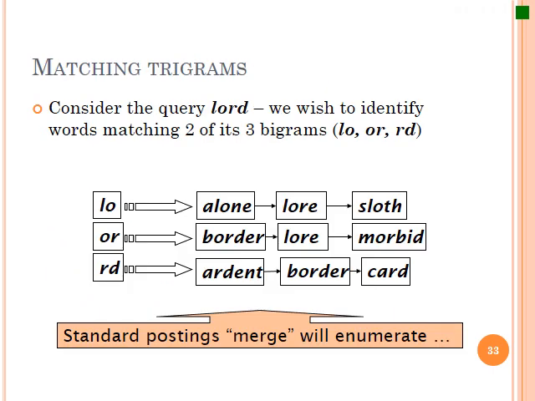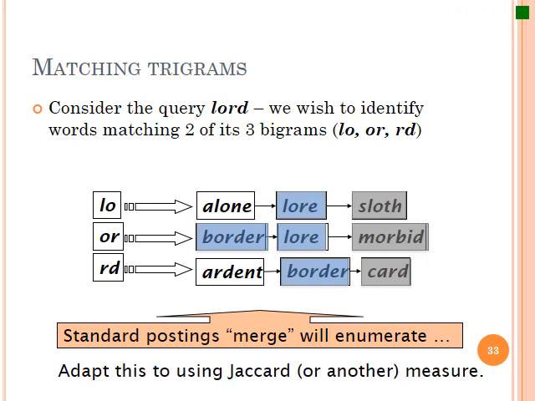Here's a basic example. You have Lord, and if you look up the bigram dictionary, you will find all these things in here, and then you can merge the standard postings, and you will enumerate like this. In the end, you can adapt this approach by using Jaccard or another metric.